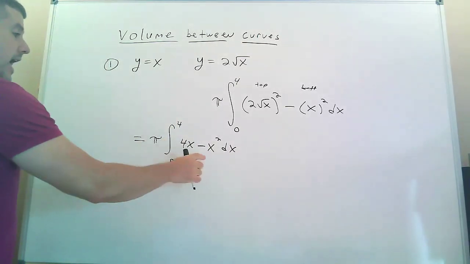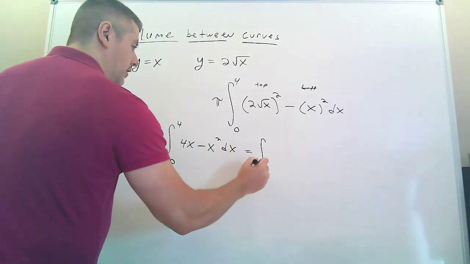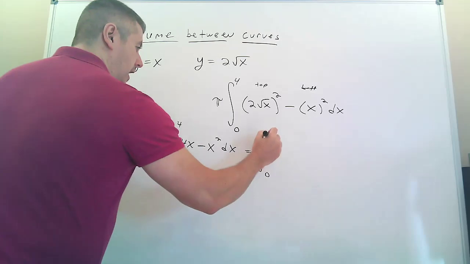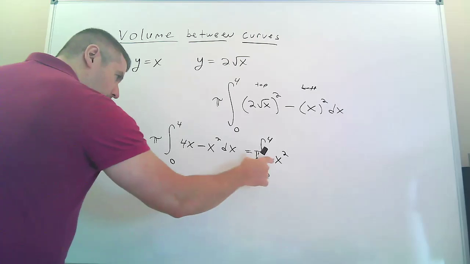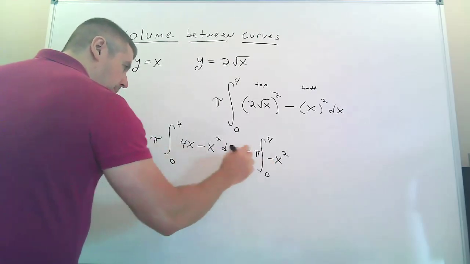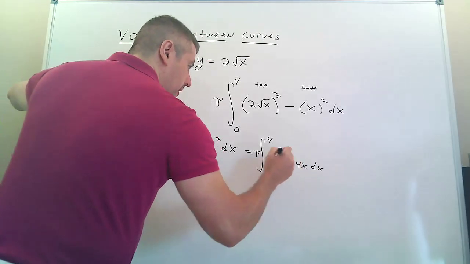Now again, normally I would write this one first. I know people don't like to do this. I like to do this. I like to have the larger power written first. So that is a negative x squared. So I make sure my minus sign goes there. That's a positive 4x. And then dx.